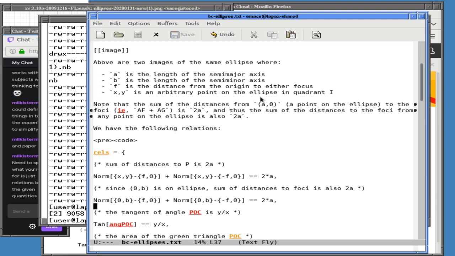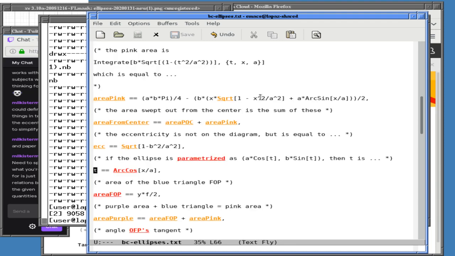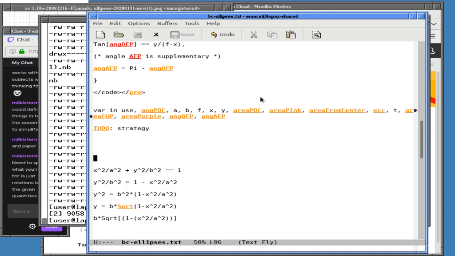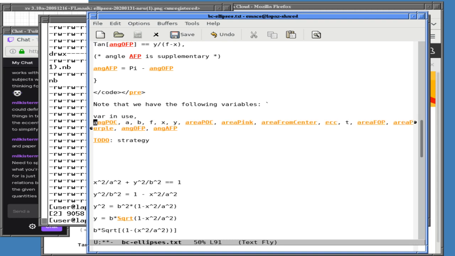And we are back. Okay. So note that some of... Are there general methods of attack for problems of this nature? Blah blah blah. Okay. Note that we have, wow, that was cool. Off by one keyboard stroke there. Note that we have the following variables. I'm going to be very lazy here and backtick the whole thing instead of doing them separately like I should.